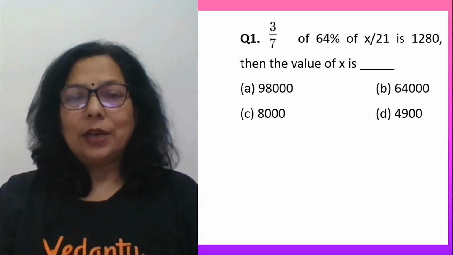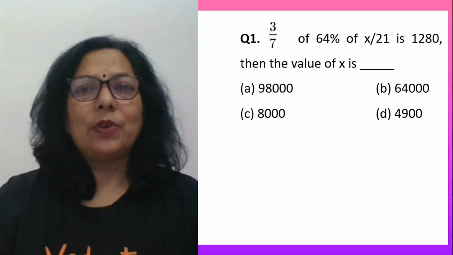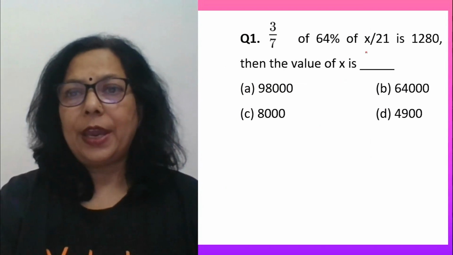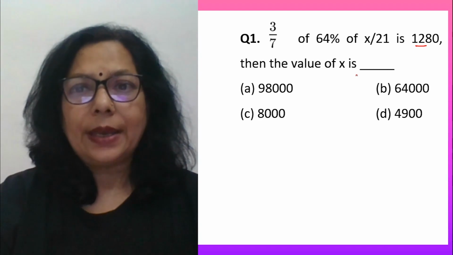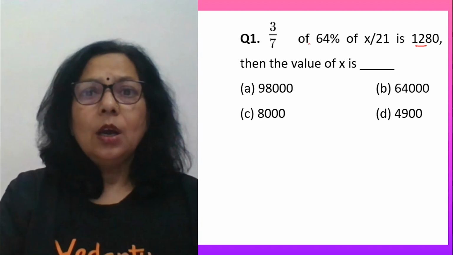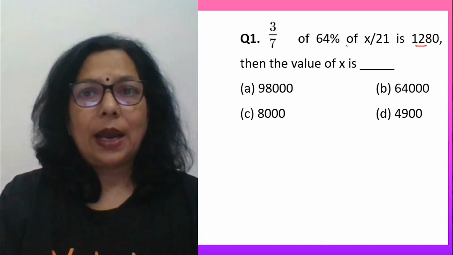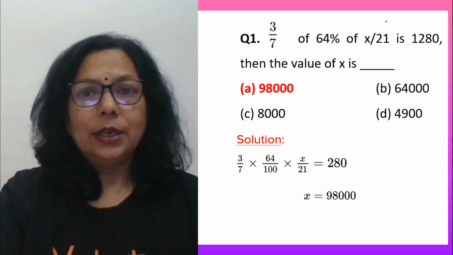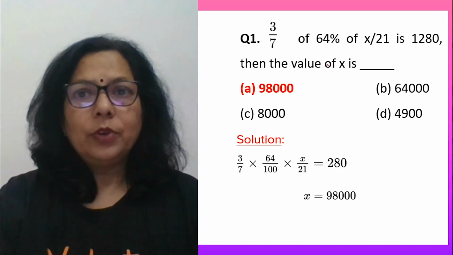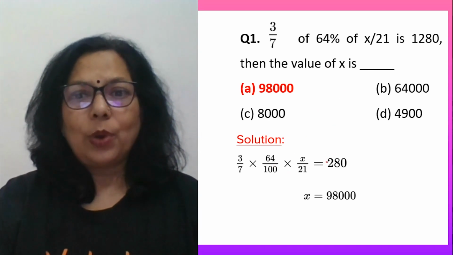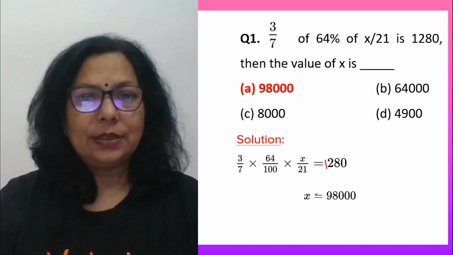So question number one in front of you is: 3 by 7 of 64% of x upon 21 is 1280. Then the value of x is? Of means multiply. Of means multiply. So simply, 3 by 7 of 64 upon 100 of x by 21 is 1280.